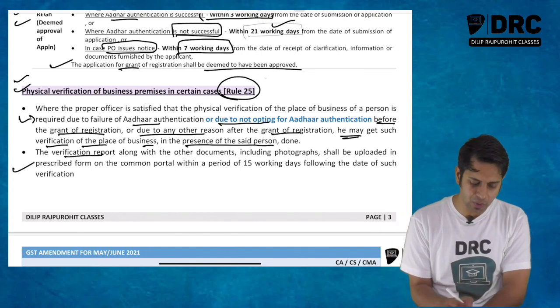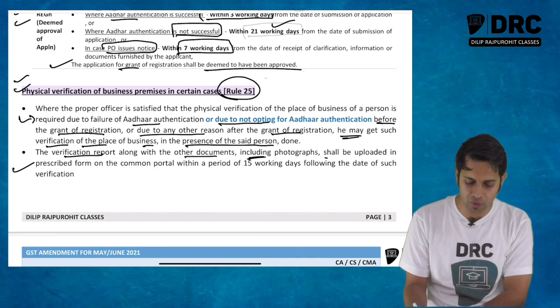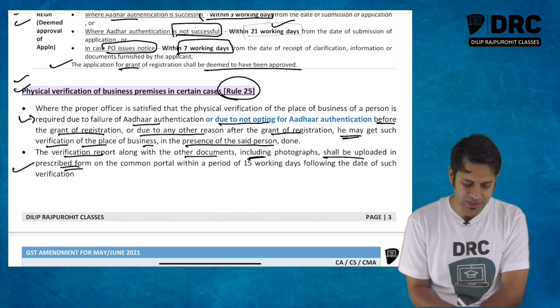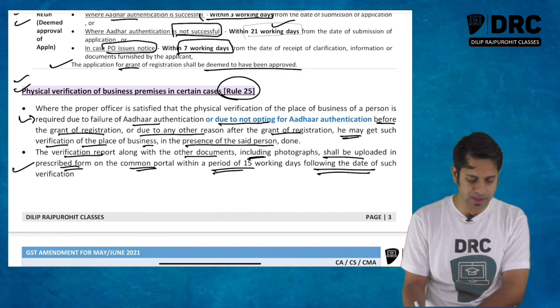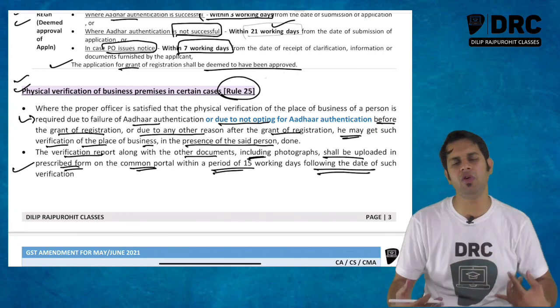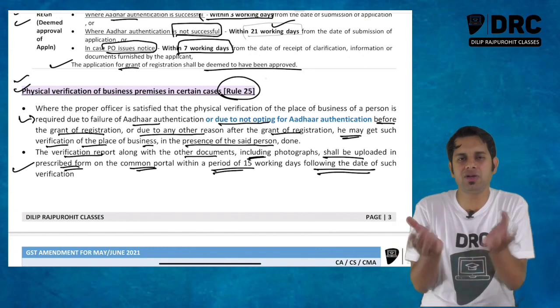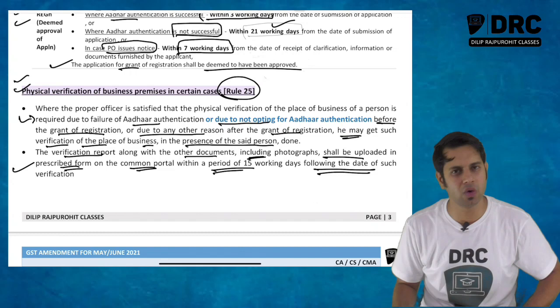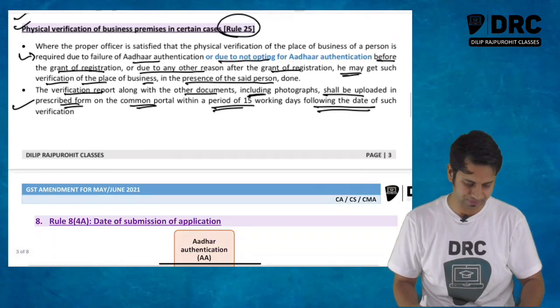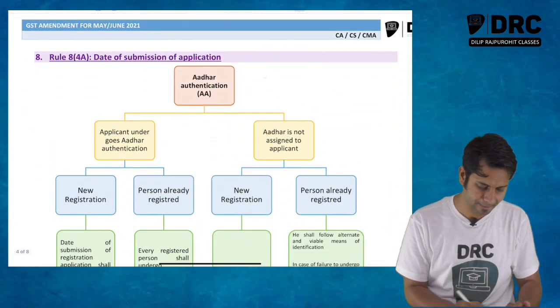The verification report along with the documents including the photograph shall be uploaded in the prescribed form on the common portal within 15 working days from the date of such verification. The officer who is coming for physical verification has to take the proof. He has to take photos of the person, the business name, etc., and he has to upload these details on the GST portal.